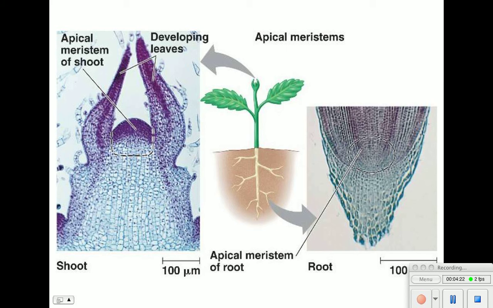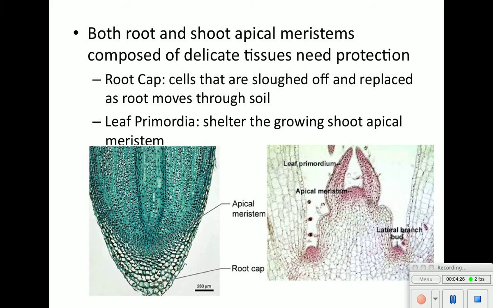Do they grow constantly, or do they kind of? Yep, they continually divide. So the roots are constantly growing down. Both the roots and the shoots.